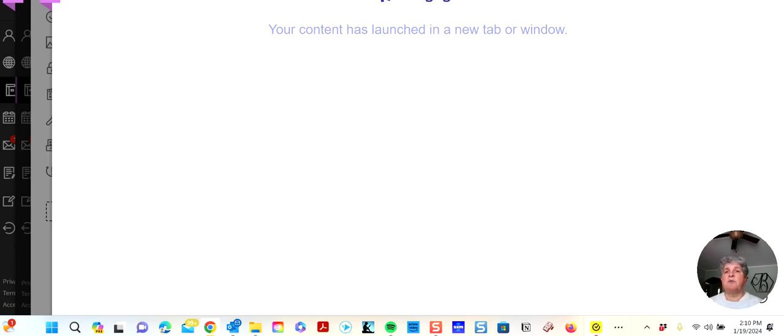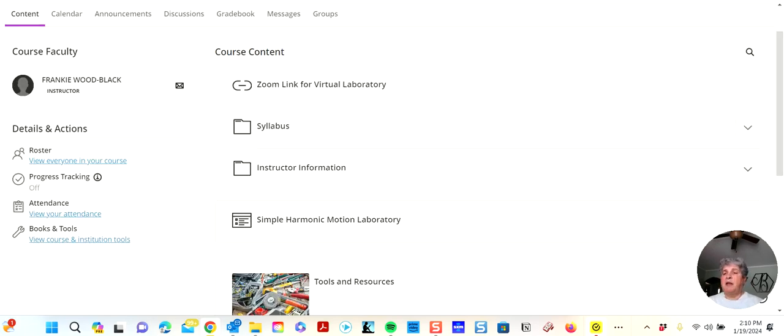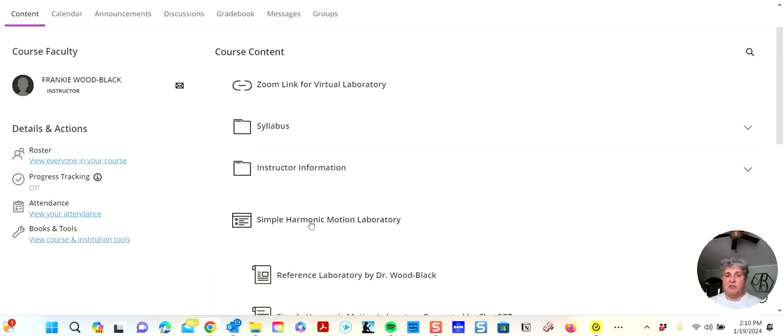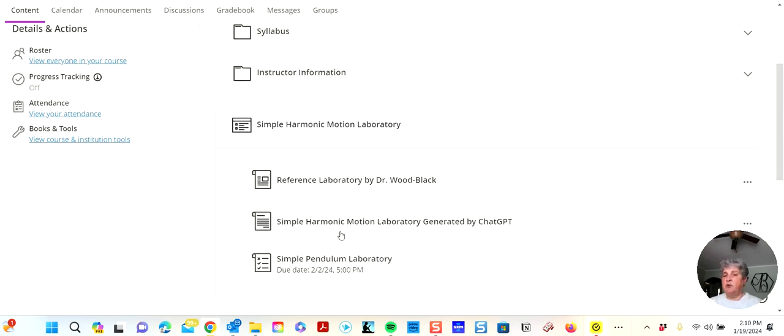Oops, I went to the wrong window. But here is your view of Blackboard Ultra. And you can see in here that I have the Simple Harmonic Laboratory as a module. So we've got that module there. When you click open the module, you're going to see 2 different laboratories. You're going to see the reference laboratory by myself, and you're going to see a simple harmonic laboratory generated by ChatGPT, as well as where you're going to turn in the lab.